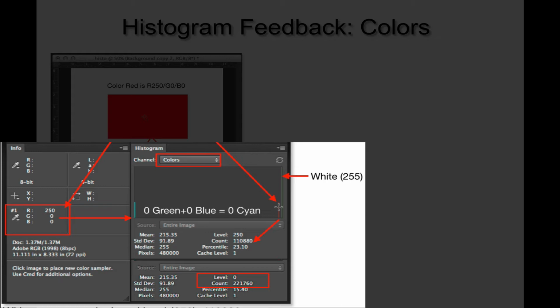If I move the cursor over to the far left for the cyan channel, you'll see that it shows me that it is at level 0. And the count is double the count above because I'm looking at two channels. I'm looking at the 0 green, 0 blue channel, and so the count is double the count that we saw on the far right.